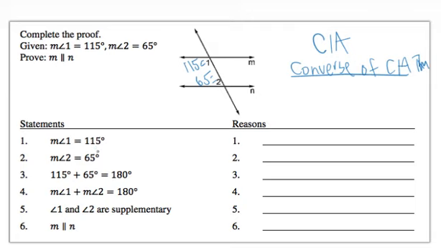Step 1, measure of 1 equals 115. That was given. Step 2, that was also given. So we could have done that in one step, but they decided to do it in 2. That's okay. It just makes me feel better about myself because I'm filling in more. Step 3, 115 plus 65 equals 180 degrees.